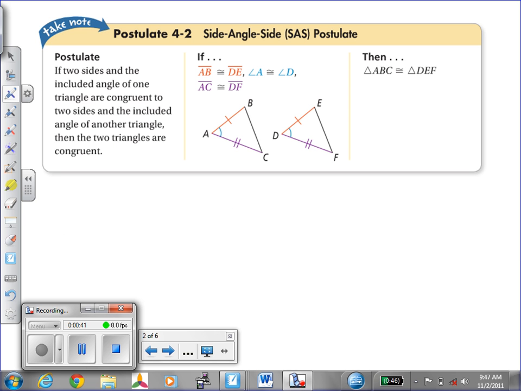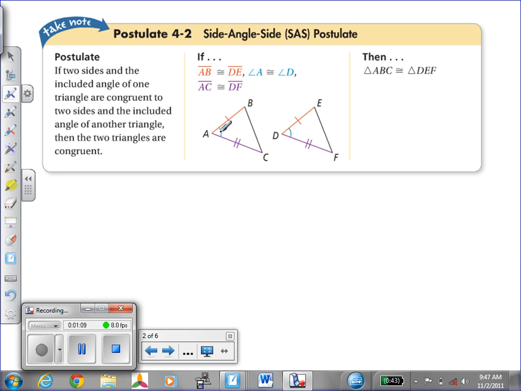Next, the side, angle, side postulate. If two sides and the angle in between them are congruent, then two triangles have to be congruent. It has to be the angle in between. That's why it's side, angle, side. So here you've got AB is congruent to DE, AC to DF, and then angle A and angle D are the same, and that angle is in between the two congruent sides. So the two triangles have to be congruent.